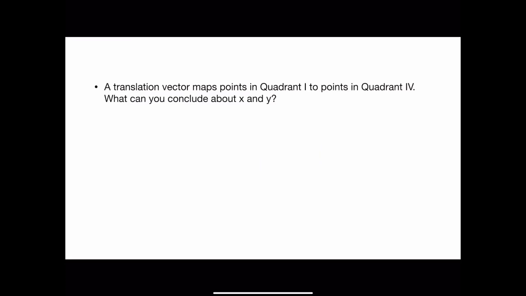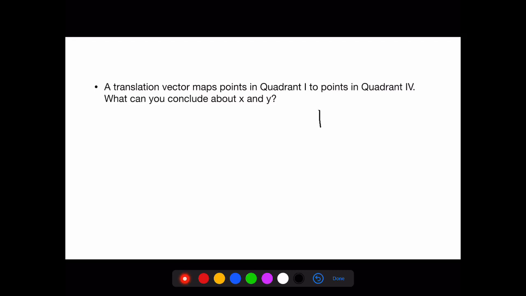All right, so a translation vector maps points in quadrant 1 to points in quadrant 4. What can you conclude about x and y? Now, if I were to draw out the quadrants, we of course start in quadrant 1, which is the top right, and then we move in a counterclockwise rotation to find out the rest of the quadrants. So we have 2, 3, and lastly 4. So if I'm moving a point in quadrant 1 to a point in quadrant 4, and I want to know about the x and the y values.